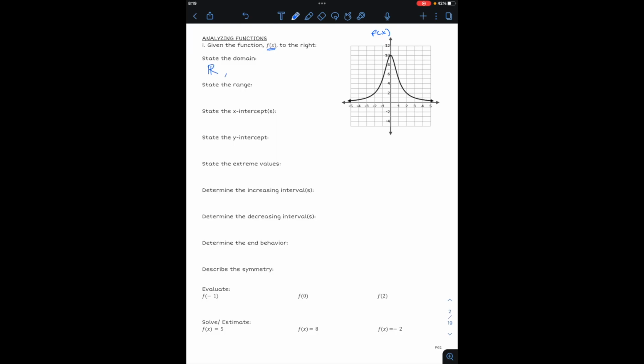You could state it like this. You could state using inequalities, or you could state it using interval notation. So I recommend being comfortable with all three, but you can pick whatever way you like. One thing I do want to note is it appears that this function has an asymptote along the line y equals 0. And so we're going to assume that that is in fact the case.